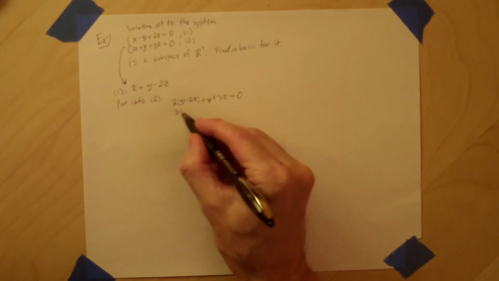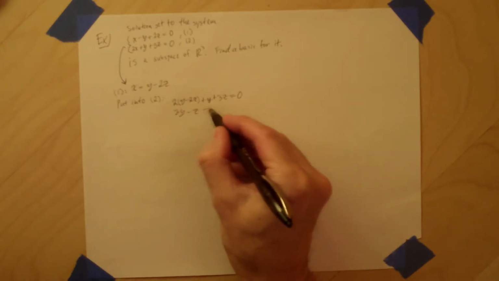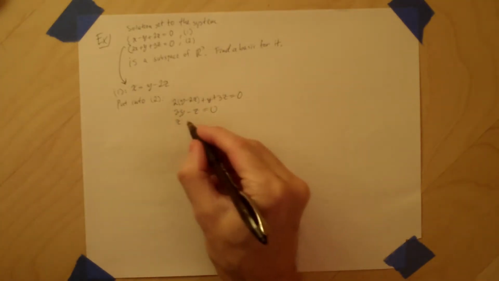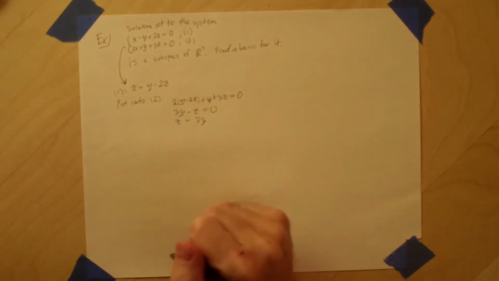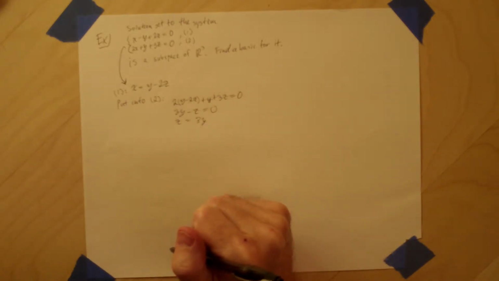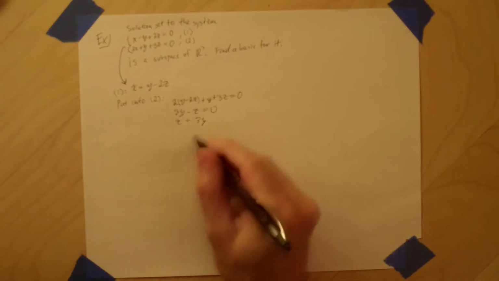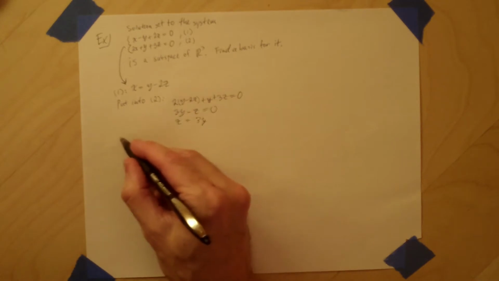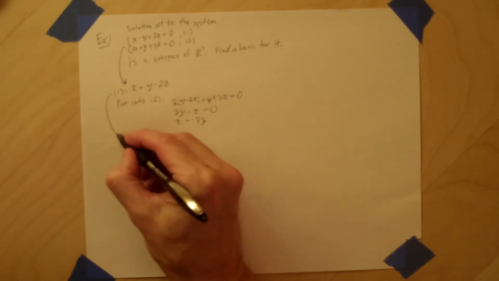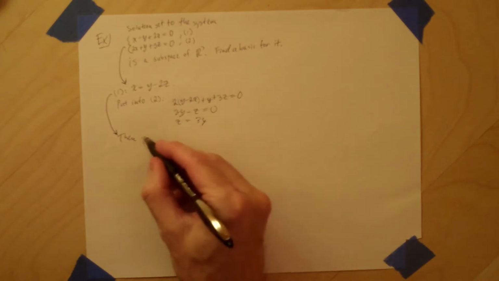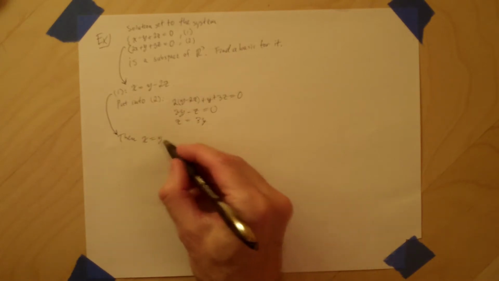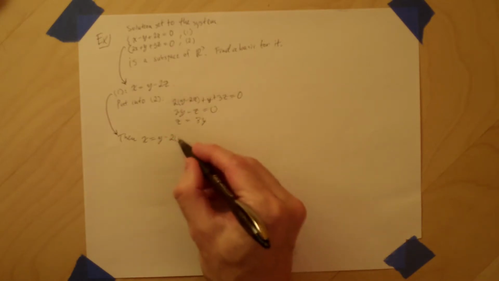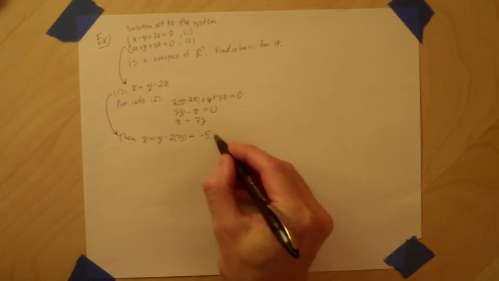We have to sort this out a little. We got 3y minus z is equal to 0, right? So it looks like this one's easily solved for z. z is 3y. Now you put that back into here. From this, we have that x then is y minus 2 times z, which is 3y, which is negative 5y.